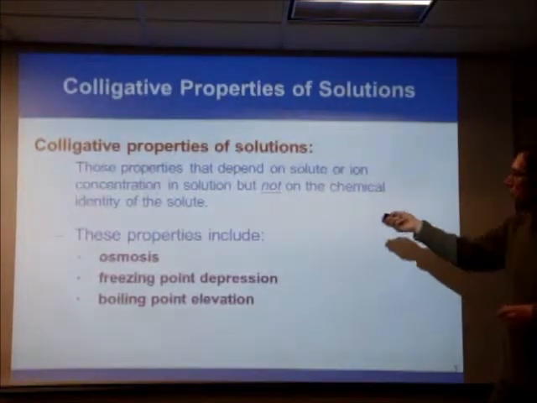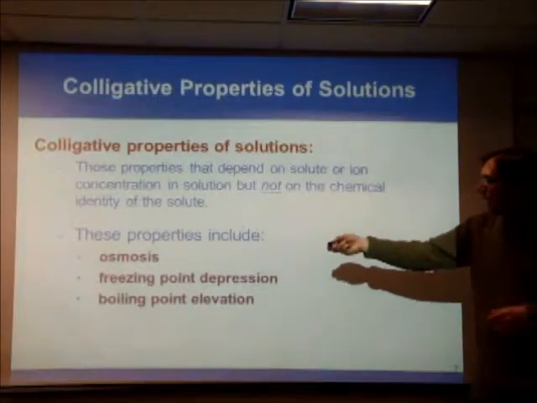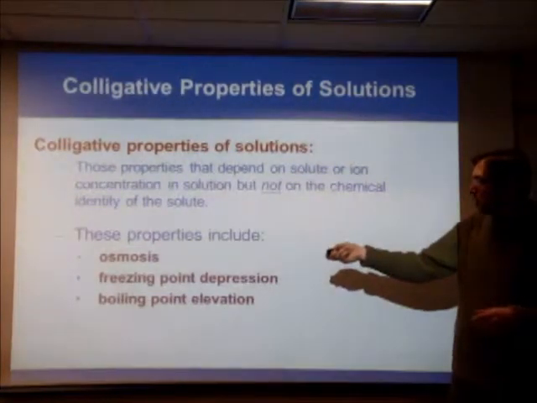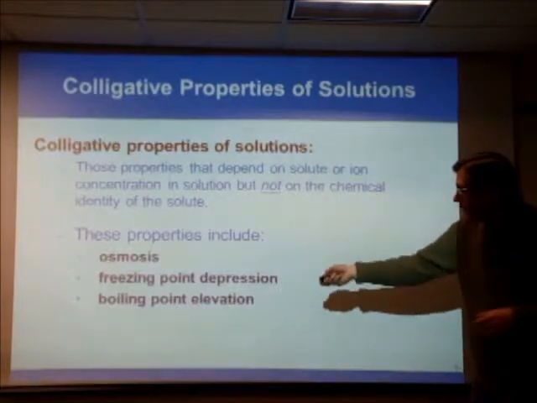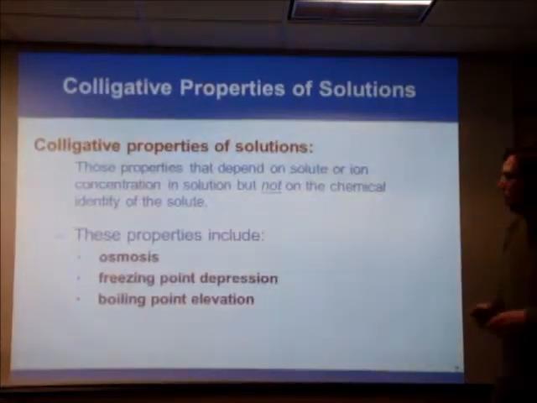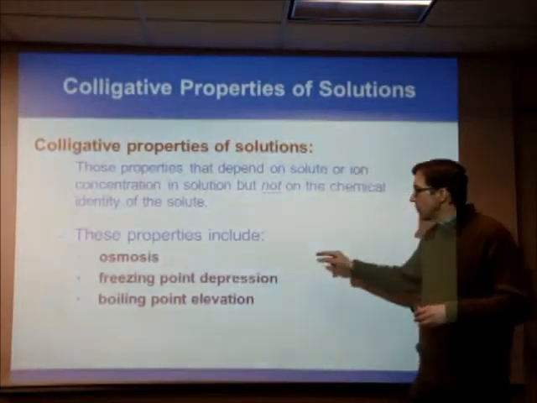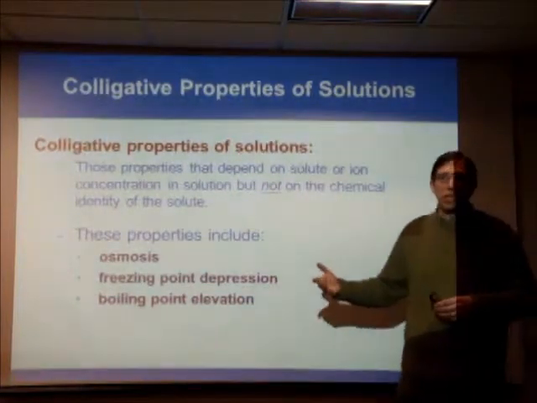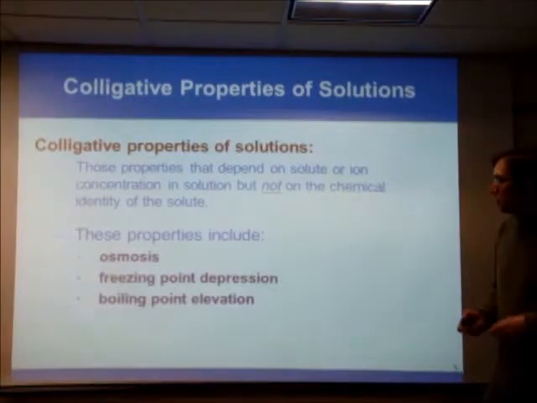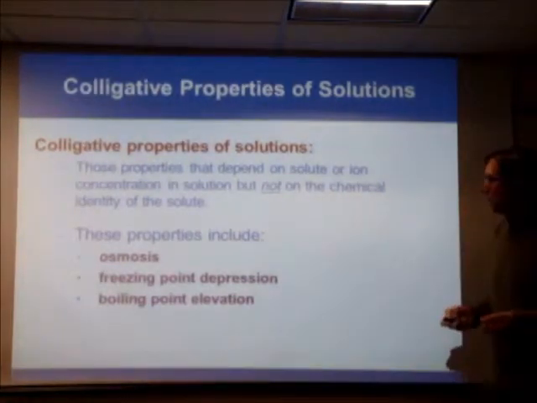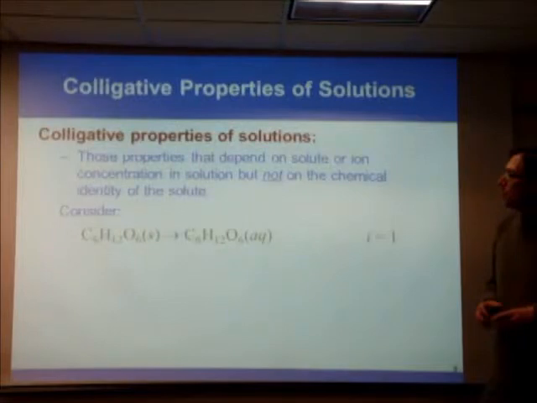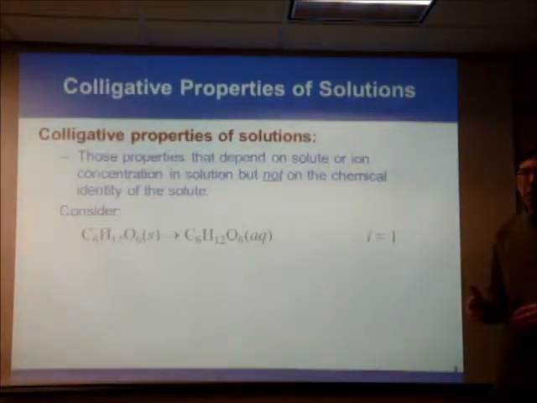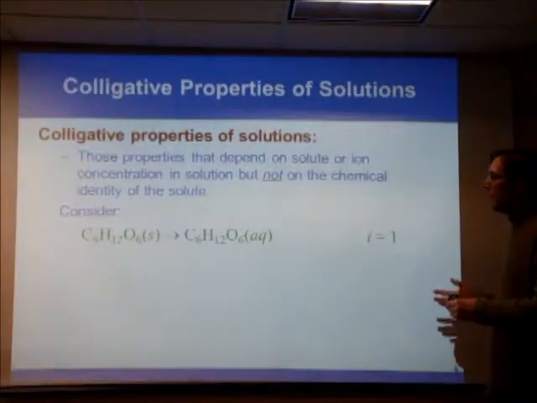These colligative properties include osmosis, or osmotic pressure, freezing point depression, and boiling point elevation. I'm hoping you'll remember them as freezing point depression, boiling point elevation, or osmotic pressure increase. So those are some ways to try to remember them. Colligative properties, like I said, don't depend on what the identity is, but how much of it. So we have to take that into account.